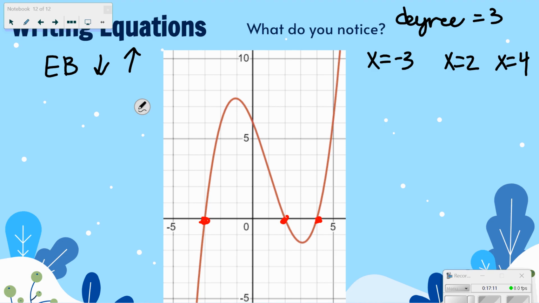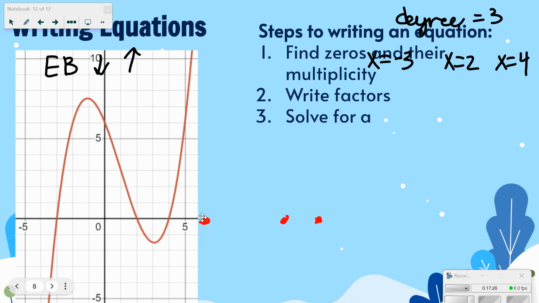So let's say we want to take this and write our equation. What could I do next to write my equation? Right, factor. Yes, good. So these are your steps to write your equations. You want to start off by jotting down things you notice, like your end behavior, your degree is 3, you have 2 turning points. You want to write your zeros and their multiplicity. So we got x equals -3, 2, and 4. Vivian told us that from the beginning.